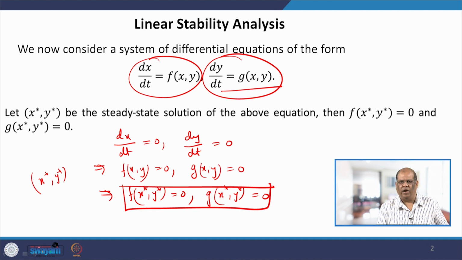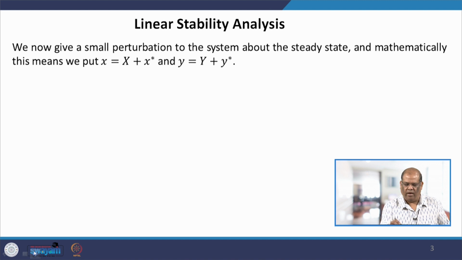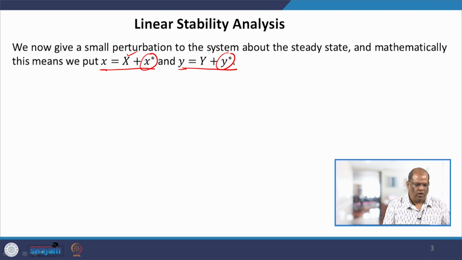We will now find the condition for when this system of differential equations is stable. As defined before, now it is two variables, one is x, another is y. We give a small perturbation about the equilibrium point x* and y*. If you do that, you will be getting dx/dt equal to f of x plus x*, and dy/dt equal to g of y plus y*.